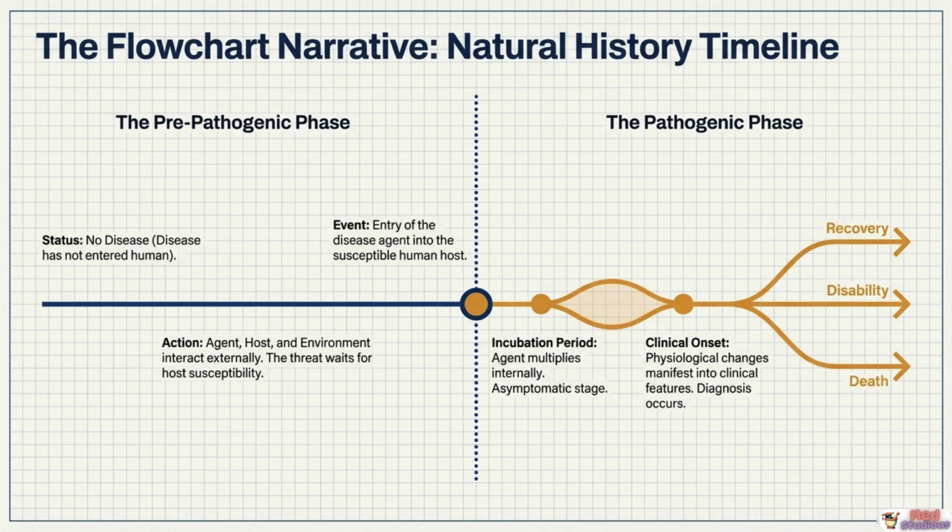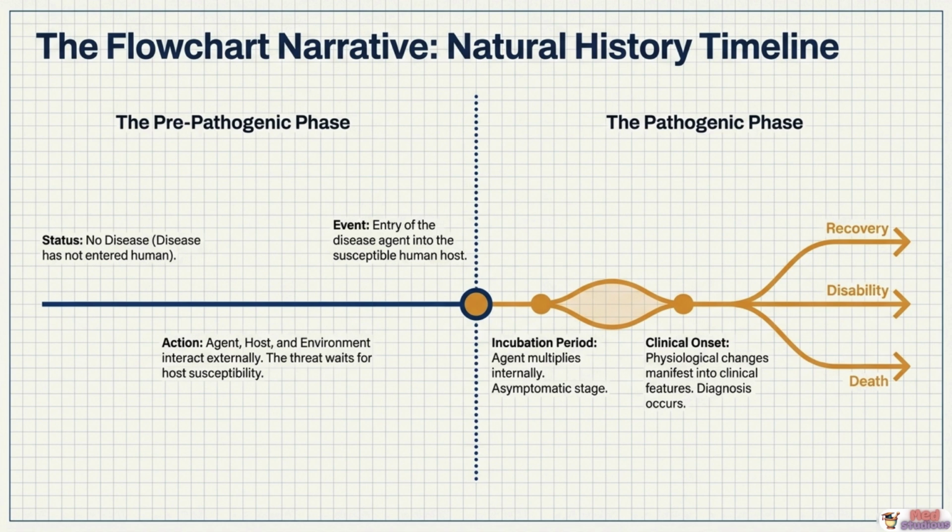The critical pivotal event is agent entry, the moment at which the causative organism or insult crosses the biological barrier of the host, entering the body and initiating the pathogenic process. Once this threshold is crossed, the pathogenic phase begins. The first stage of the pathogenic phase is the incubation period, the interval between agent entry and the appearance of clinical symptoms, during which the agent multiplies internally and physiological changes are accumulating, but the host remains asymptomatic. This subclinical window is the golden opportunity for secondary prevention, early detection before the person feels sick.